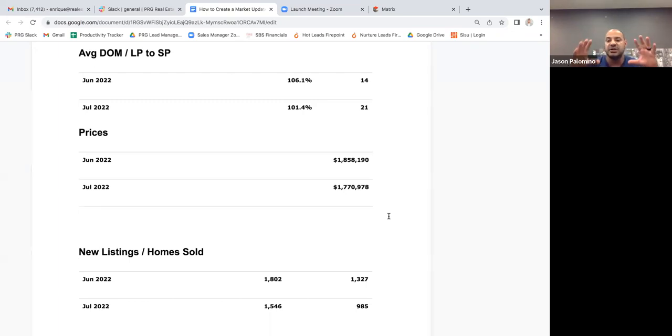Again, guys, this gives you a good snapshot of what's going on in the market. If you're interested in purchasing or selling, please feel free to reach out. I can connect with you. Boom. All right.